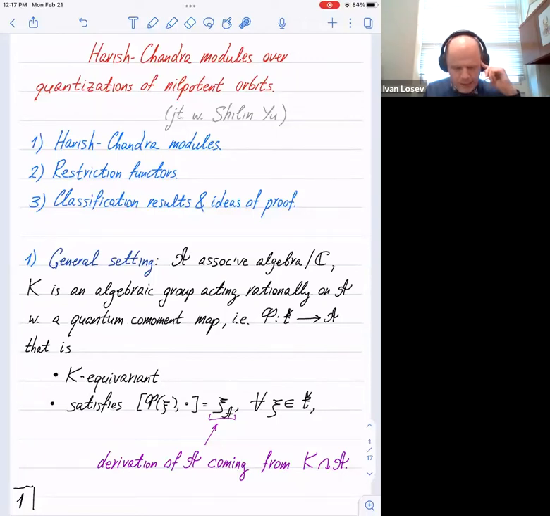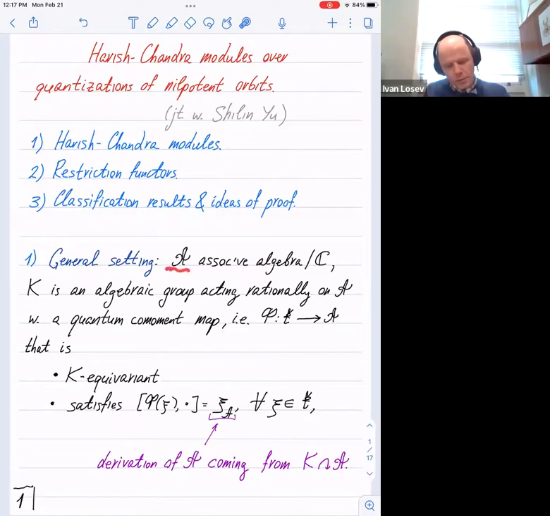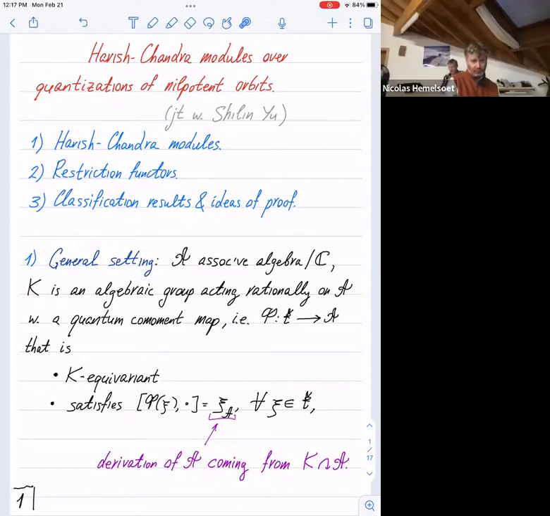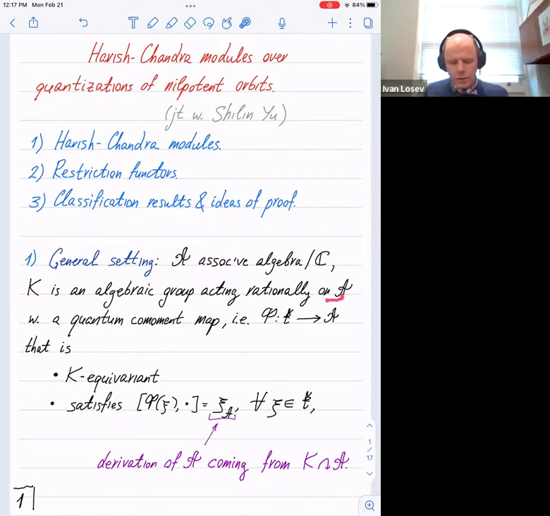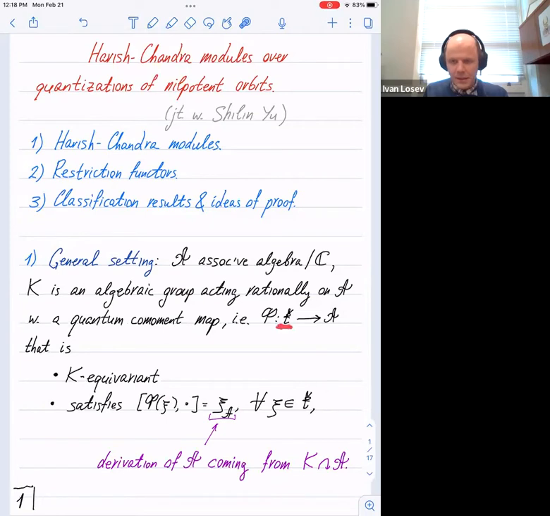So let me start with a general setting needed to talk about equivariant things. Curly A is, for the time being, going to be some associative algebra over the complex numbers. K is going to be an algebraic group. I don't require it to be connected in general. I want it to act rationally on A, of course, by algebra automorphisms. And I want it to have a so-called quantum comoment map. So it is a linear map from this funny symbol, which is the Lie algebra of K, to A. And I want it to be equivariant with respect to the group K.